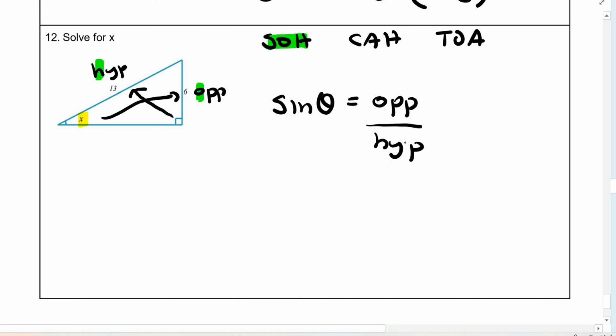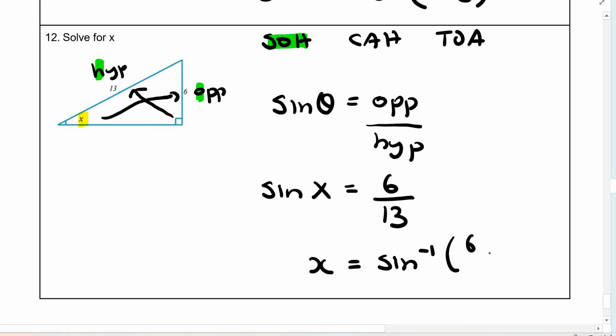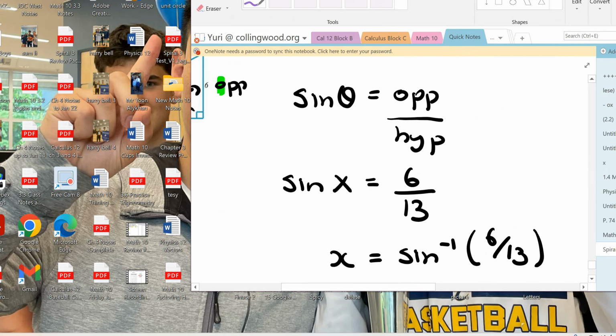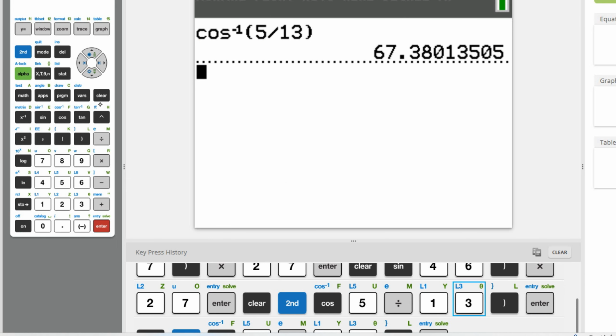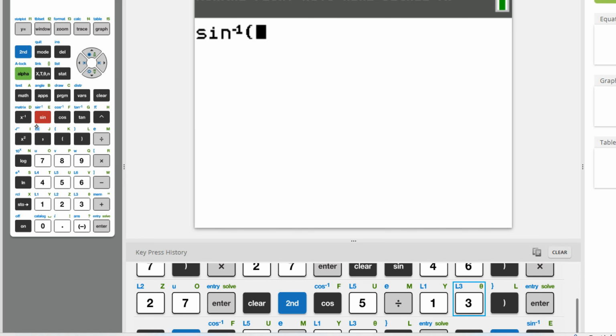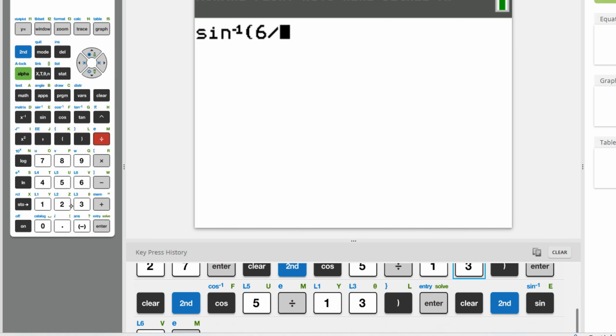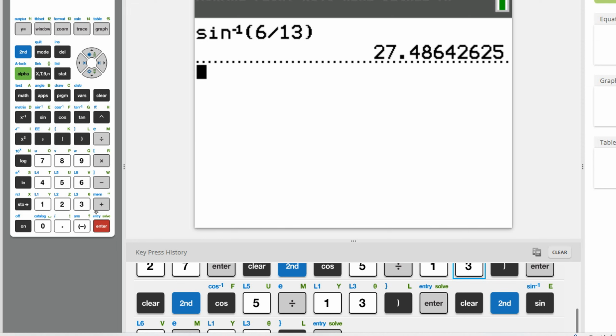We're just solving for x here, which is the angle. So it's going to be sine of x equals the opposite, which is 6 over 13. Then x would equal sine inverse of 6 over 13. Then we can just jump to our final answer. Going to my calculator now, if I clear this, I hit second sine, and we need 6 divided by 13, and your final answer should be 27.486 degrees. That concludes this homework video guide.